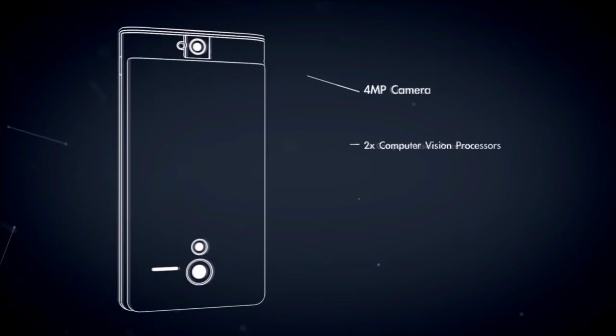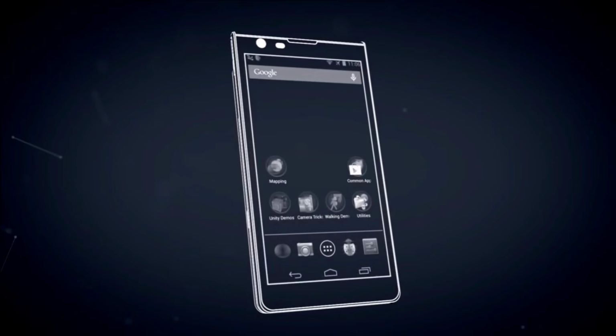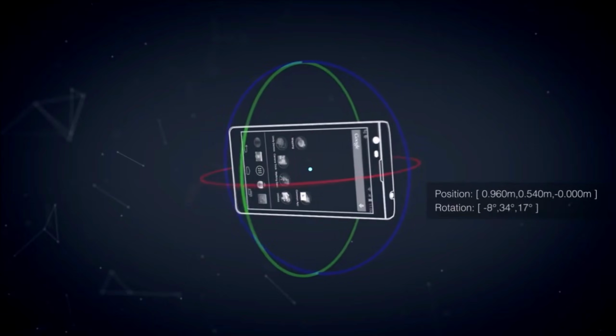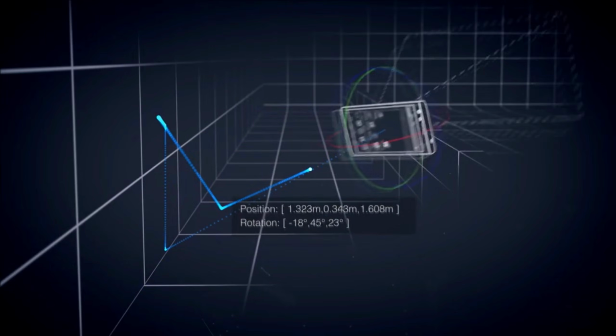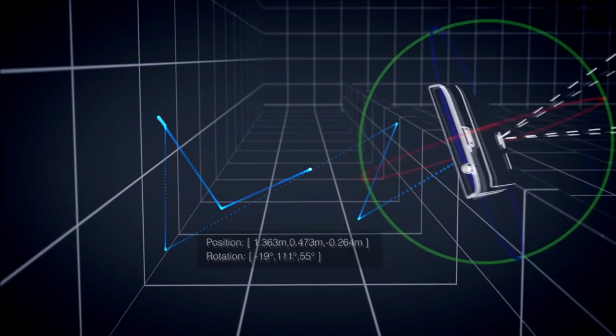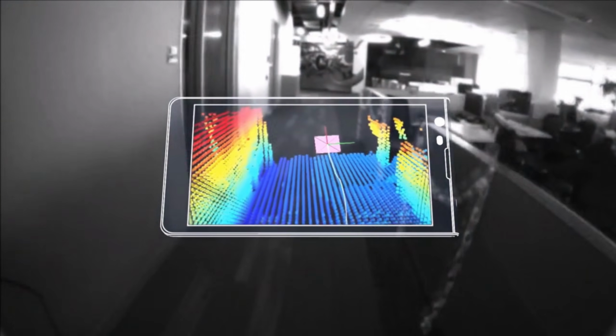A prototype phone containing highly customized hardware and software designed to allow the phone to track its motion in full 3D in real time as you hold it. These sensors make over 250,000 3D measurements every single second, updating the position and rotation of the phone, fusing this information into a single 3D model of the environment.